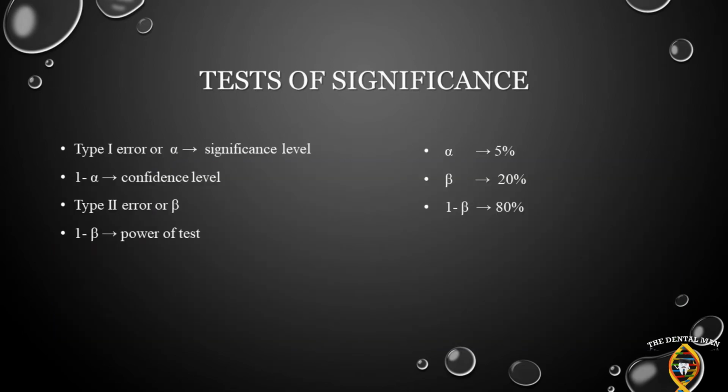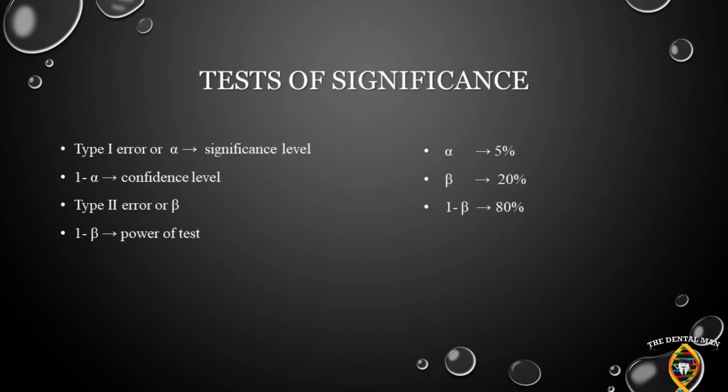For a good test, values of alpha and beta should be small. Typically, alpha can be up to 5% and beta can be up to 20%. Alpha will be the cutoff value for p-value. Compare p-value with alpha. 1 minus alpha is called the confidence level.